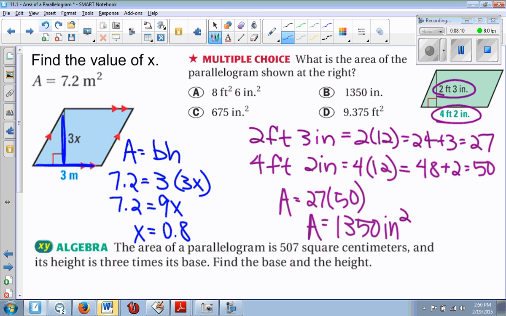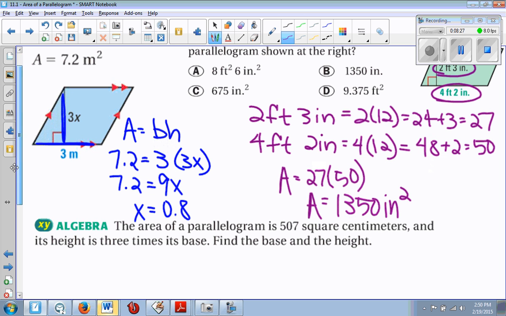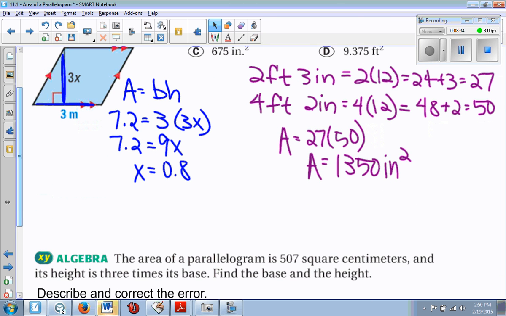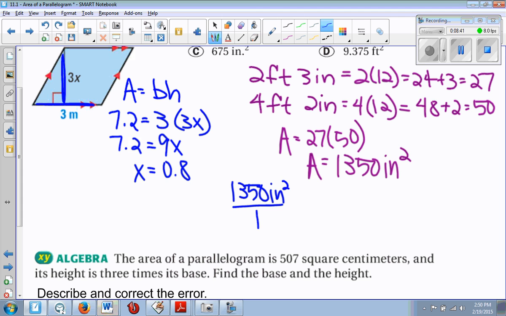Now here's the issue. Notice that letter B says 350 inches. Since that's not in the correct units, that can't be the correct answer. So what we're going to do is change 1,350 square inches into square feet. So let's talk about how to do that. In your science class, I would imagine your teacher probably taught you about unit conversion. So let's talk about unit conversion.